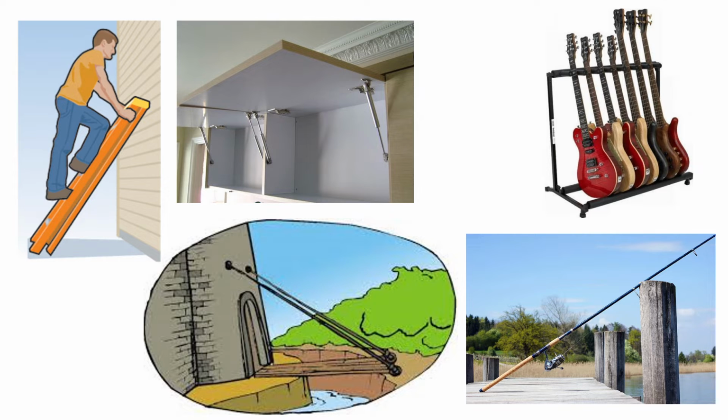Now, the context of these rigid bodies can come in lots of different forms. So on the screen, I have ladders, I have a fishing pole, I have a drawbridge, I have a cupboard door, and even a guitar. Each of these real-world objects can be modeled as a static rigid body.